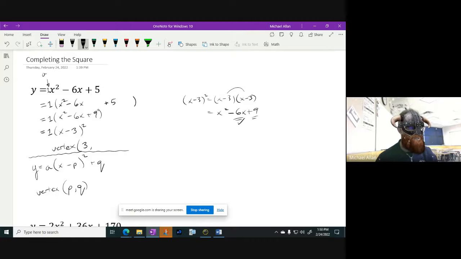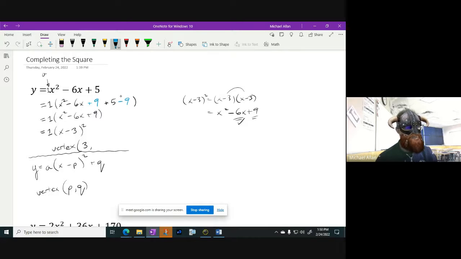I want a 9 here, but I don't have a 9 up here. So I'm just going to add 1 in. I'm just going to say, okay, I'll put a 9 right here. But that 9 didn't exist. It was a 5, but not a 9. So because it didn't exist, I'm going to have to subtract it as well. I'm going to minus it out. Okay? So essentially, I'm just adding 0.